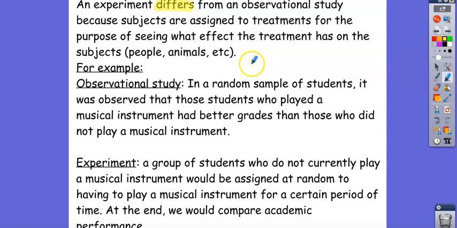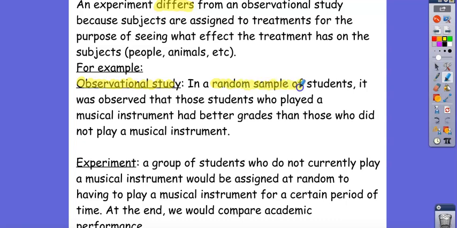For example, an observational study. In a random sample of students, it was observed that those students who played a musical instrument had better grades than those who did not play a musical instrument. You're just making an observation, okay? And hopefully you did it with a random sample of students.